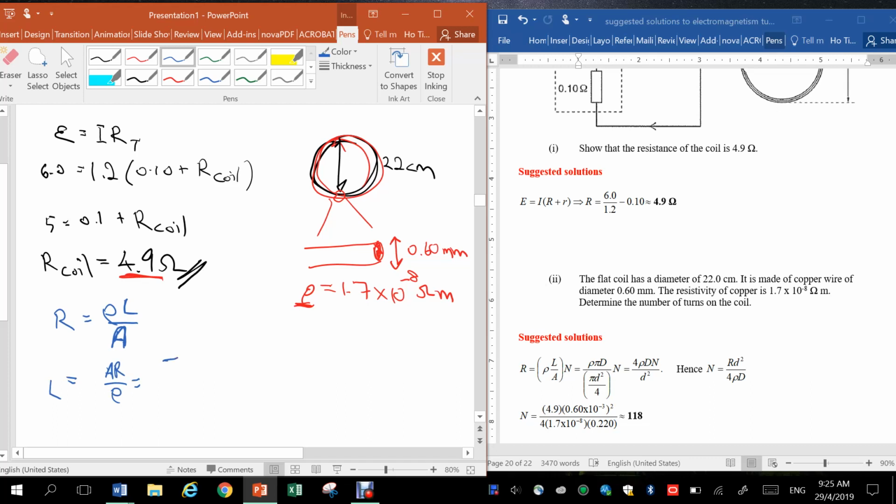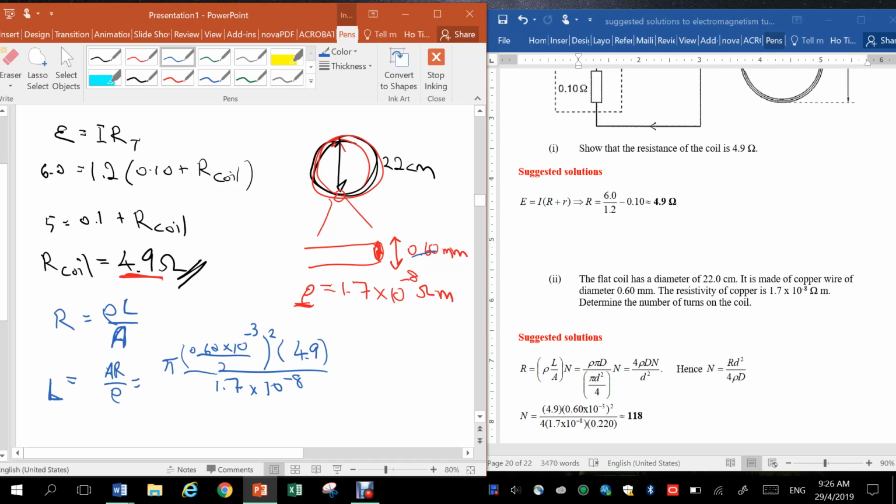Area is pi d over 2 squared, where d is this, so it would be 0.60 times 10 to the power minus 3 divided by 2, whole thing squared, so pi r squared. Always check for your square, very common mistake. Resistance is 4.9, resistivity is 1.7 times 10 to the power minus 8. So you'll get a certain length L of the wire.